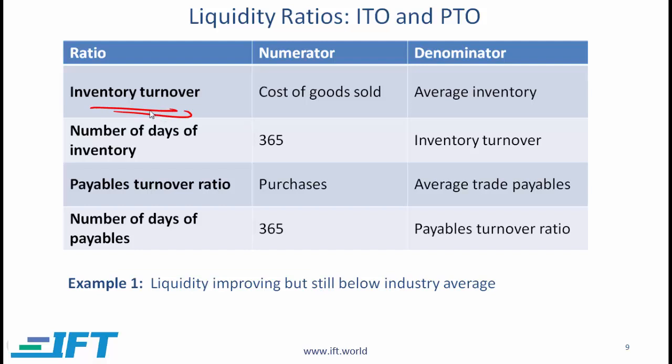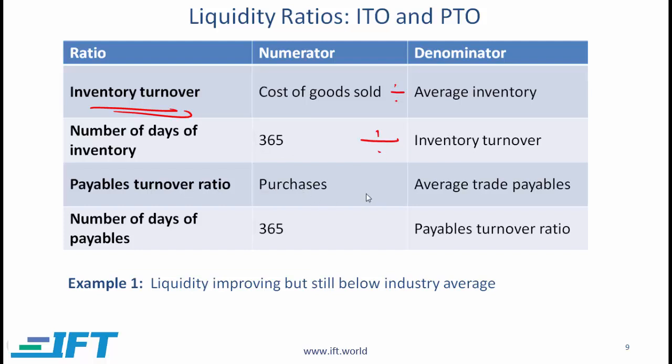Inventory turnover is a measure of how quickly a company is selling inventory. This is given by COGS divided by average inventory. Number of days of inventory tells you on average how many days of inventory a company has. This is given by 365 divided by the inventory turnover.